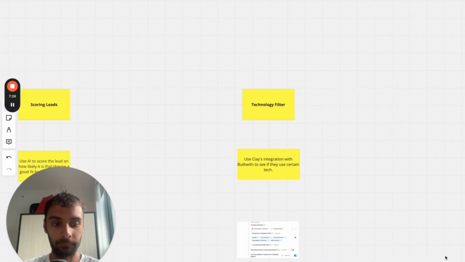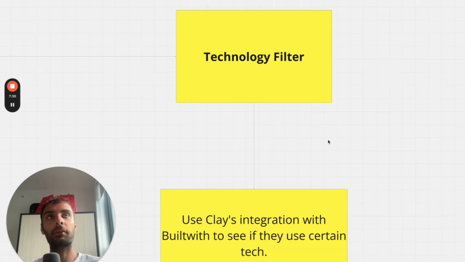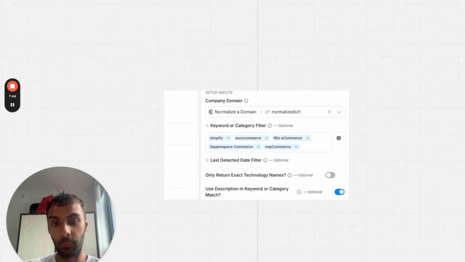The second thing you could do is a technology filter, right? This is how you can basically find companies that are running a certain type of technology on their website. And what you can do is use Clay's integration with BuiltWith to see if they use certain technology. So for example, going back to that metaphysical client, they wanted to go after companies who are currently on Shopify, WooCommerce, Wix e-commerce, Squarespace commerce, or no commerce, right?